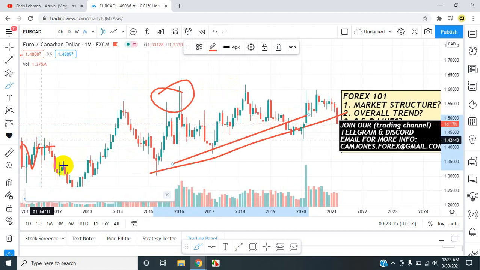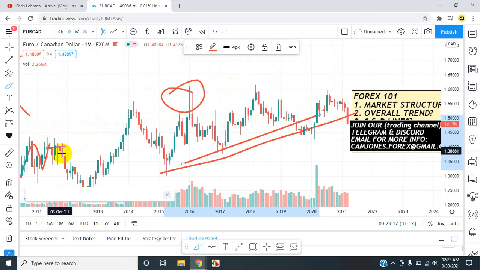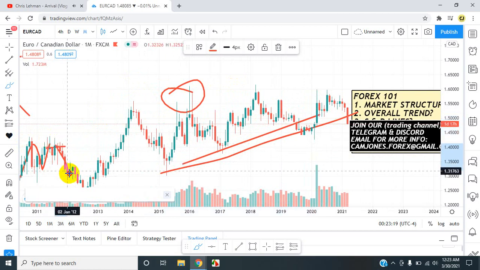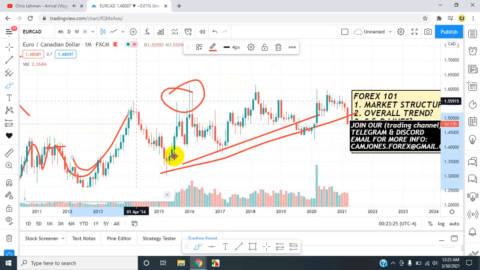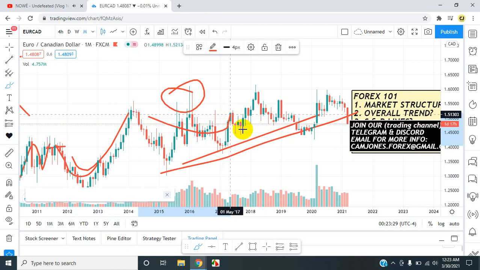Over here, it looked like a double bottom. So it looked like something was trying to go on here. But it did more like a single bottom here. Then it bounced back out, just like a double bottom. First leg, second leg, third leg, fourth leg. Retest happened here.